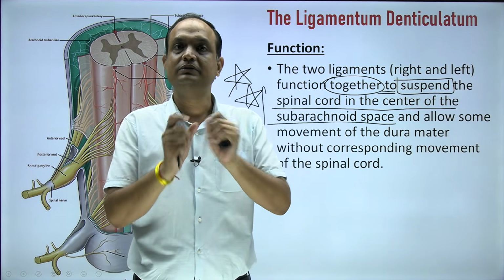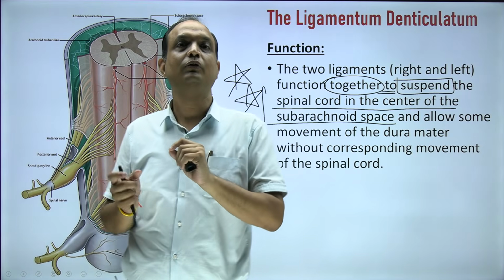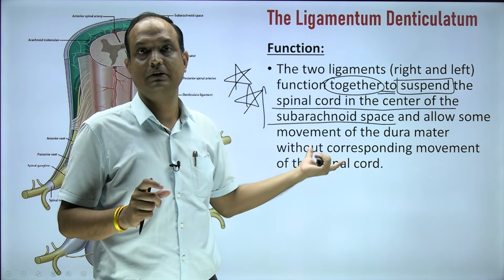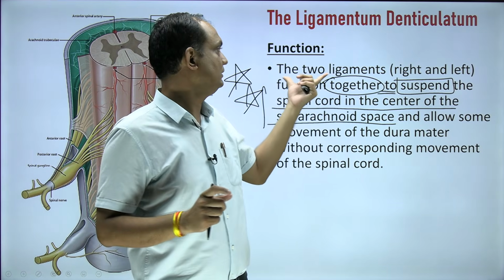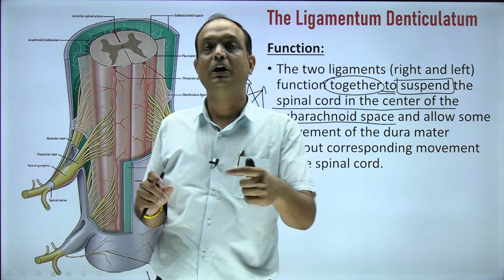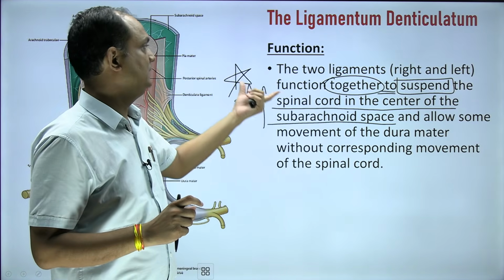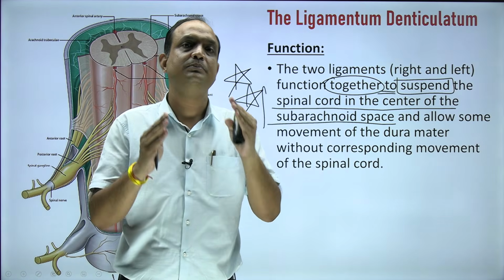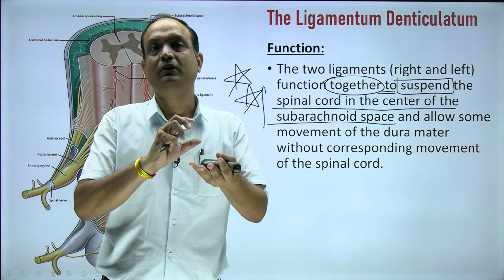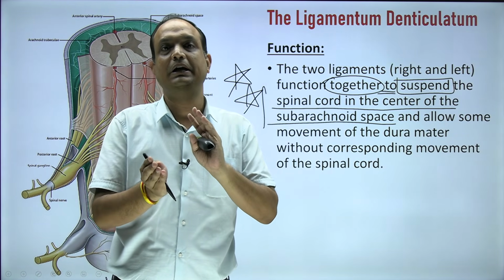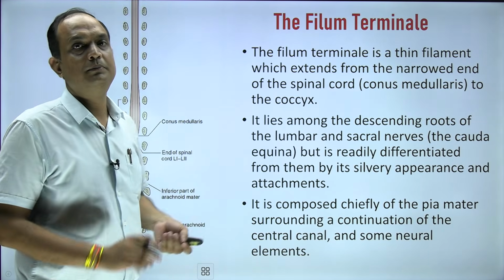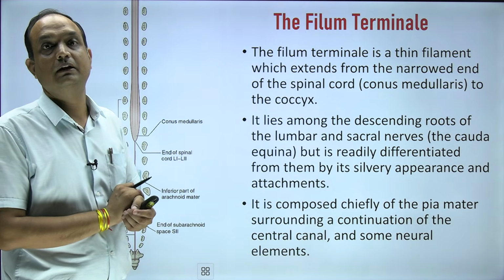So to avoid such movements of the spinal cord along with the vertebral column movements, these anchoring ligaments, like the attachment of the dura to the periosteum and the attachment of the pia mater to the dura mater, prevent the vigorous movement of the spinal cord inside the vertebral column. The last modification of pia mater is the filum terminale.